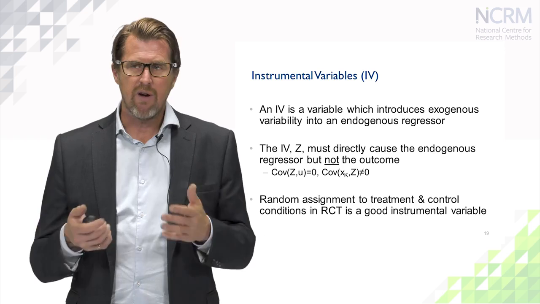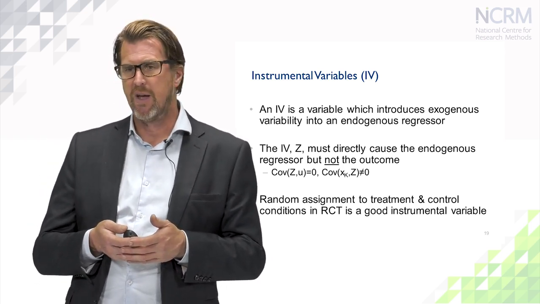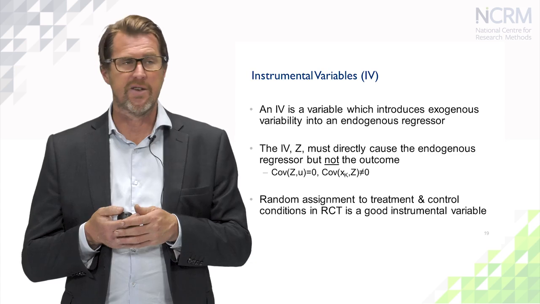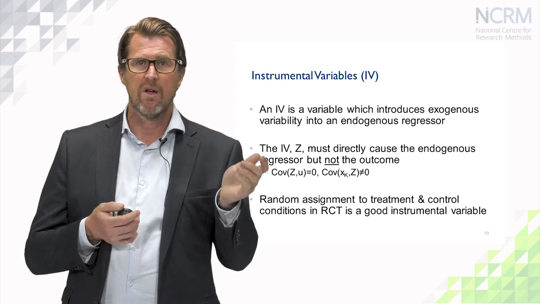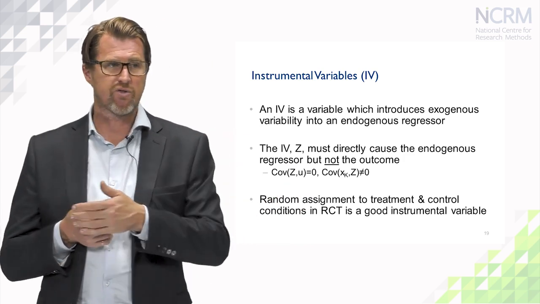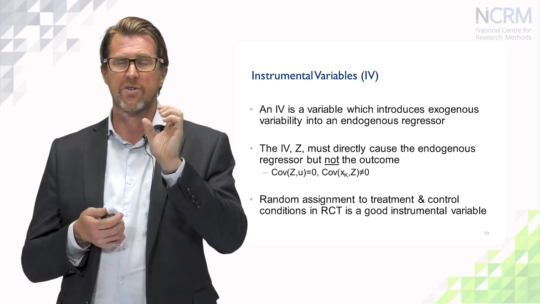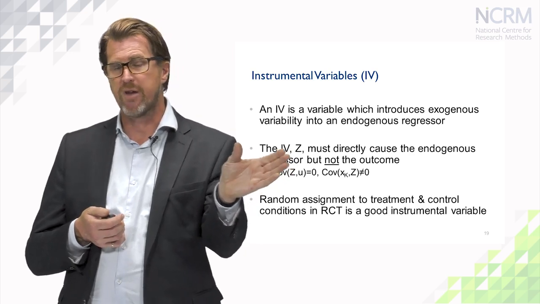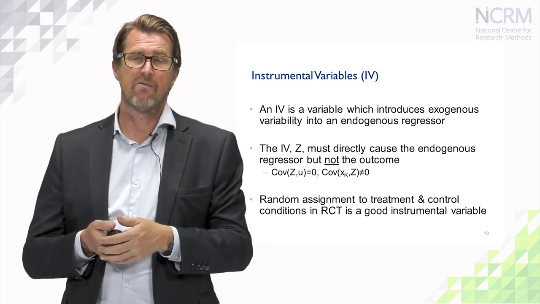Now, there are lots of different examples of instrumental variables that have been used in the empirical literature, and we'll come on to some of those. But one good way of thinking about an instrumental variable is the assignment variable in a randomized control trial. The randomization which determines whether someone is allocated to the treatment or to the control condition. This is a perfect instrumental variable because it's very strongly correlated with whether you are in the treatment or the control group, but it is uncorrelated with whatever the outcome is in the randomized control trial.